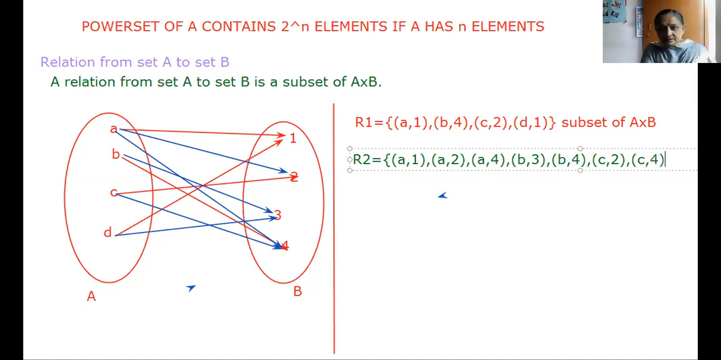I hope it is visible. And the last element I'm left with is D. So let us write D with 1. And what I have is one more. D is joined to 3. Are you getting the thing?